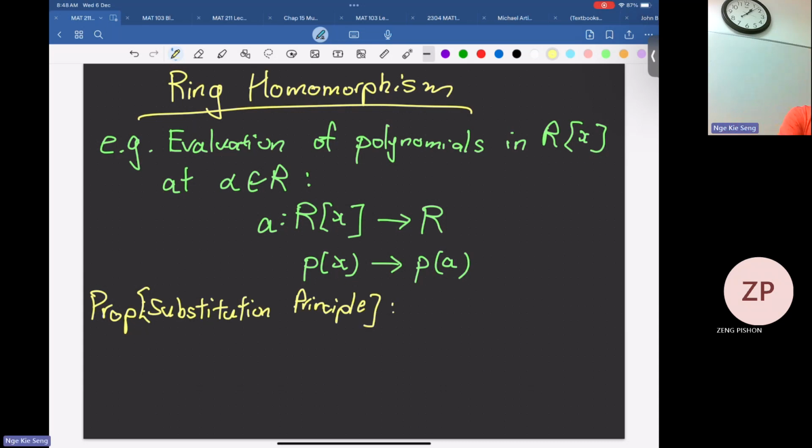Okay, so what's the substitution principle here? Let's take a ring homomorphism. How should you imagine this ring homomorphism? A most typical example is, let me write here.